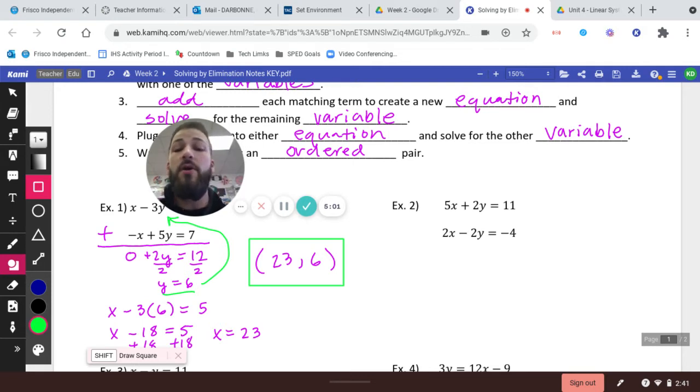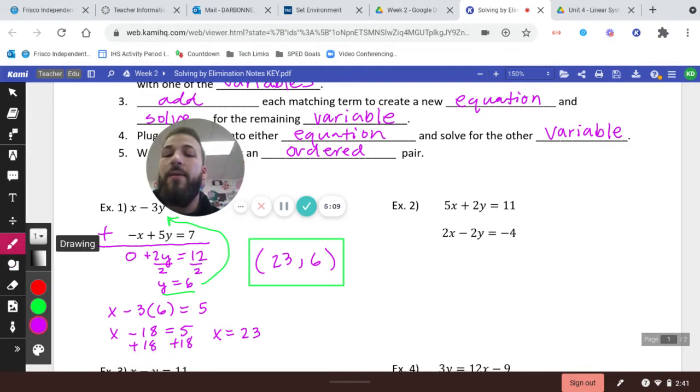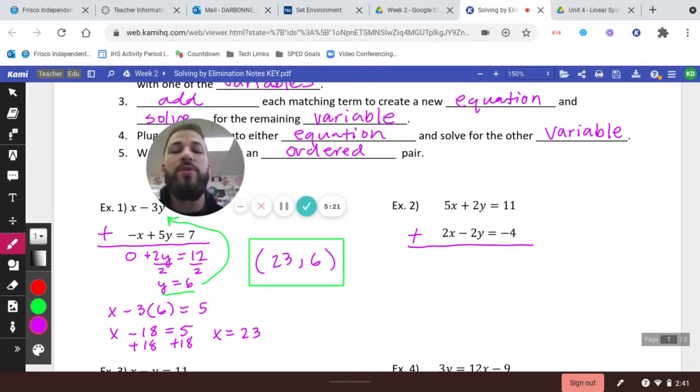So first step, we want to check that everything's lined up. X, x, y, y, number, number. So we're good. Okay. Step 2, we want to go ahead and multiply if we don't have an opposite term, but we have positive 2y and negative 2y. So we do have that opposite term, so we're good. So step 3, we're going to add everything up, and we should get something to eliminate.